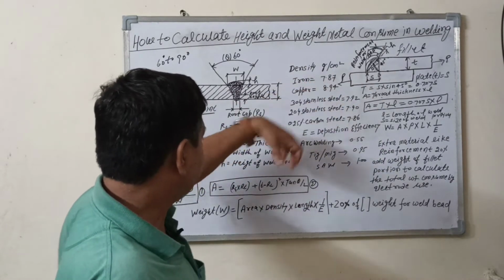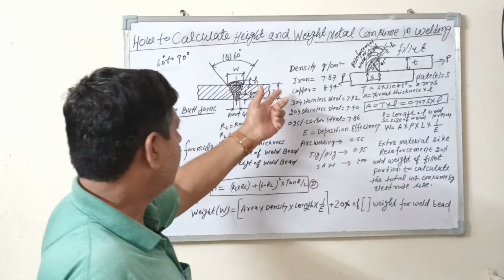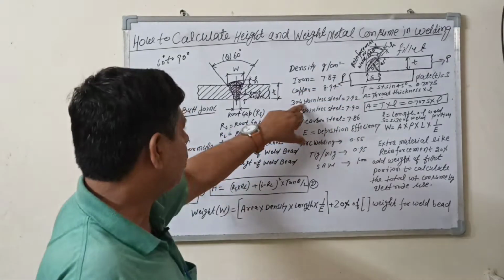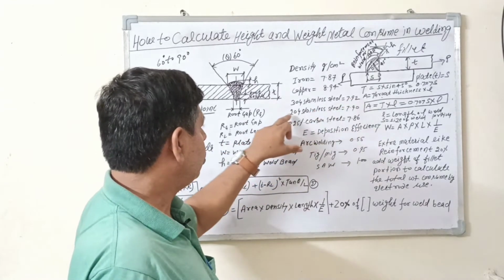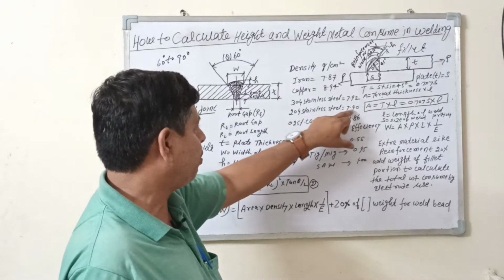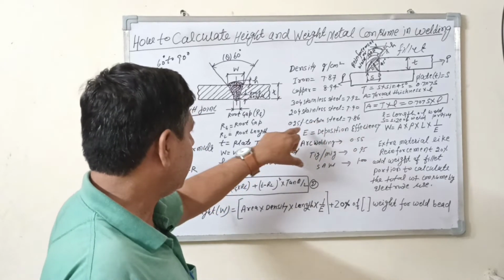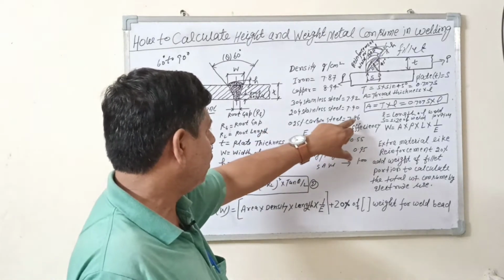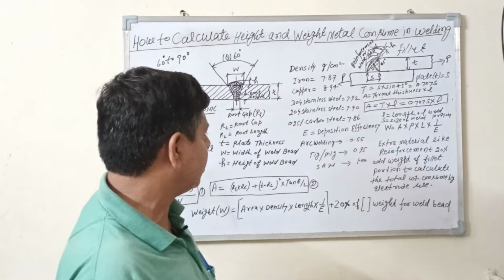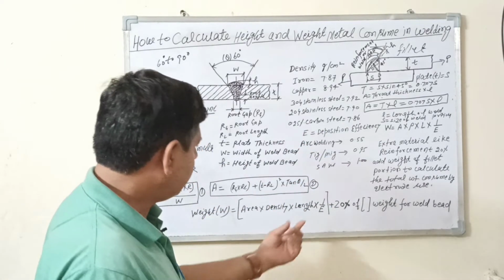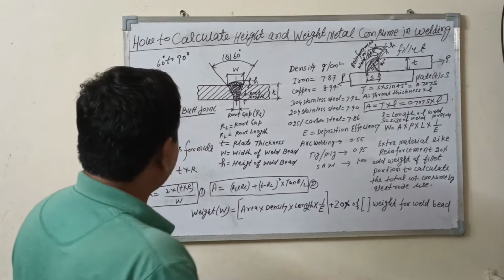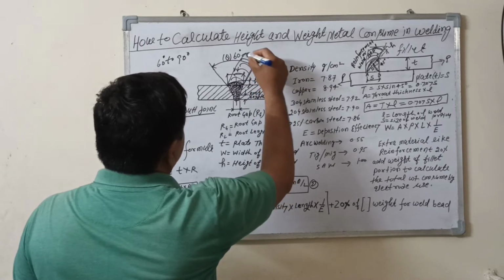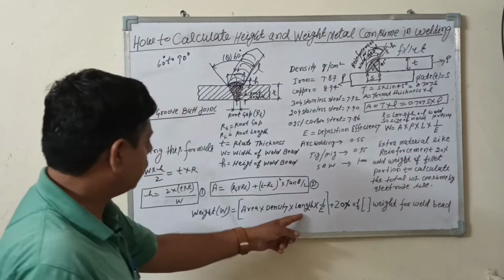For iron, when you use mild steel, you will use this density 7.87, copper 8.94, 304 stainless steel 7.92, 204 stainless steel 7.90. For carbon steel containing 0.25% carbon, you will take the density 7.86. This is the E. L means the length of this bead. Here, the length of this bead is like this. This is the L. L is the length of this bead.